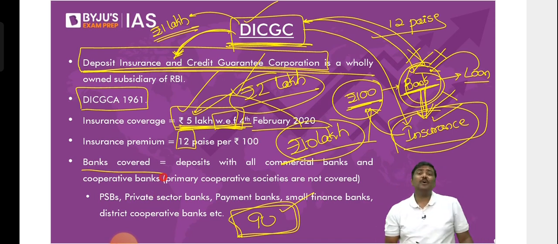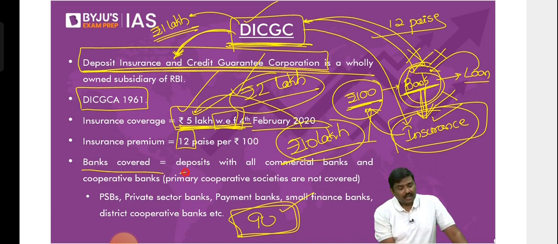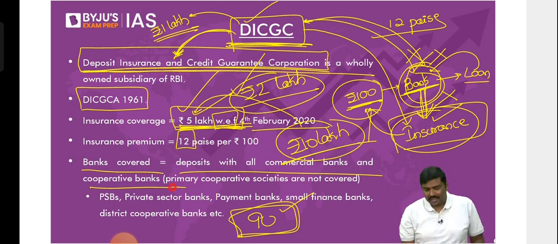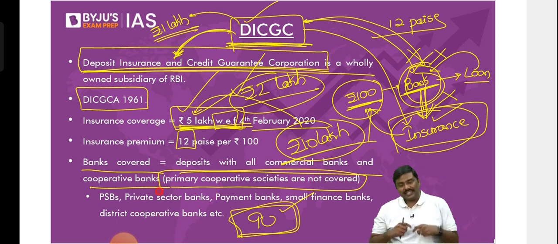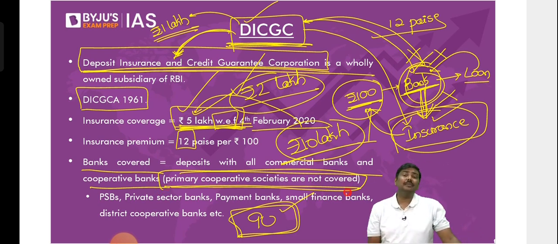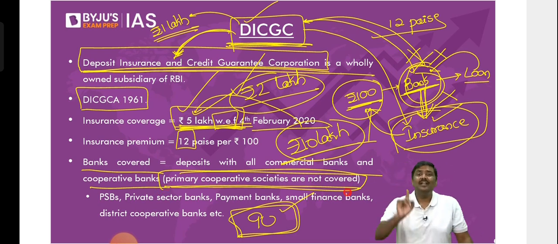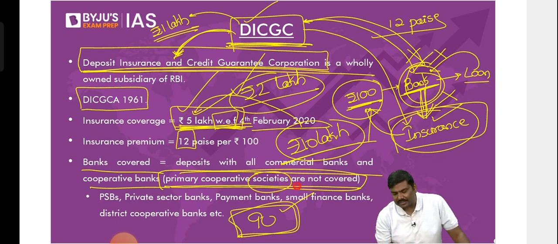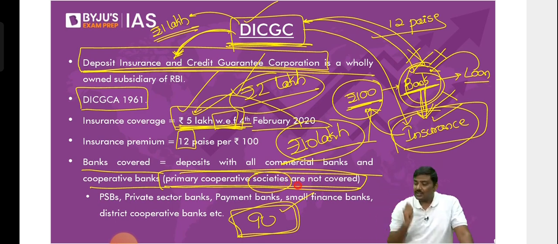Now, what kind of bank deposits are covered? Which types of banks are covered under DICGC? Deposits with all the commercial banks and cooperative banks, except the primary cooperative societies. Remember this. Sir, why are the deposits with primary cooperative societies not covered? The reason is simple. RBI says these are societies, not banks.